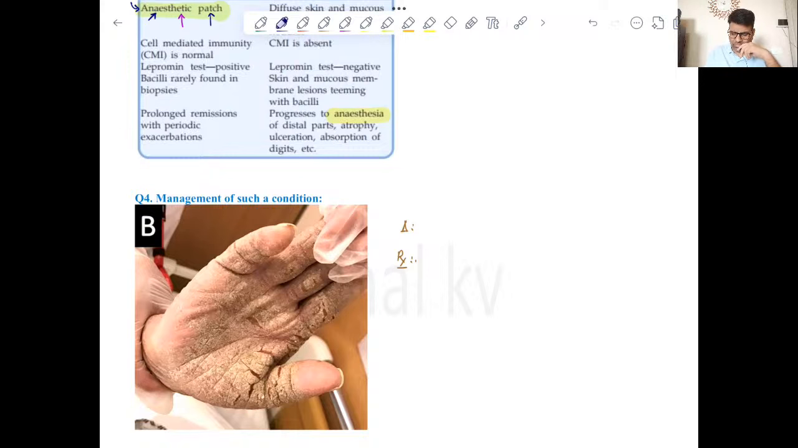Can anyone identify what this condition is? You can see so much crust formation. Any idea what this is? This is a form of scabies, and that is known as crusted scabies, also known as Norwegian scabies.